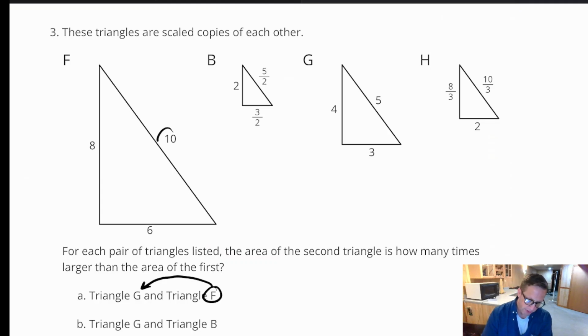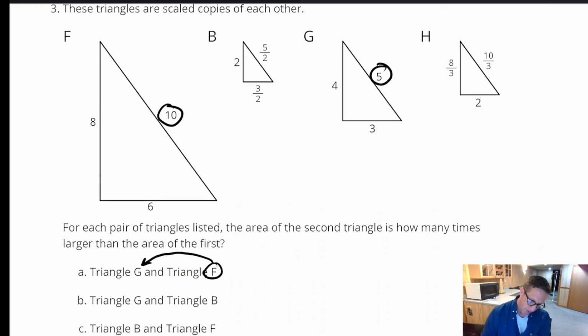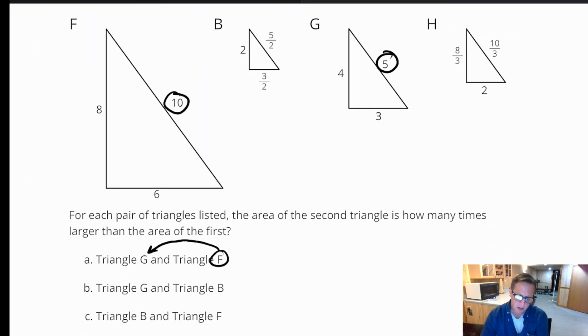I know this right here. This is 10 on F, and this is 5 on G. How many times larger? Just want to make sure I'm doing this right. Okay, so if we look at F to G, it looks like we go 10, 5, which is 2. Now that's the scale factor. The scale factor equals 2.